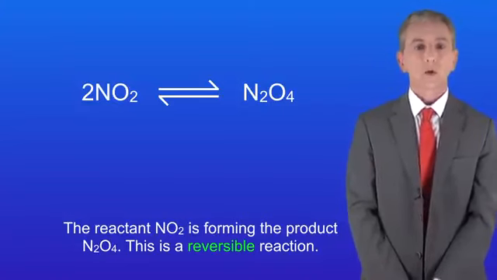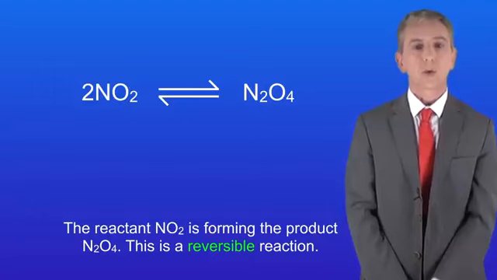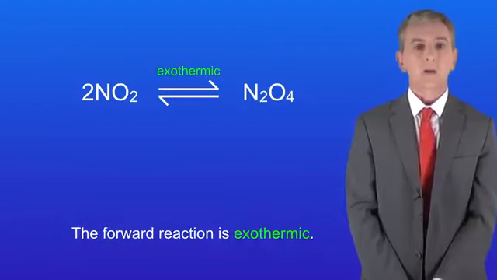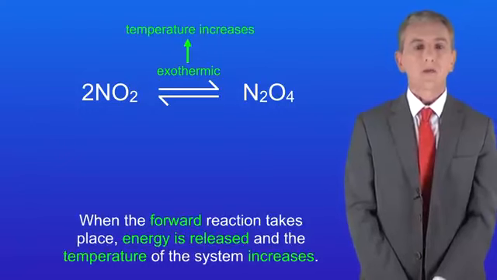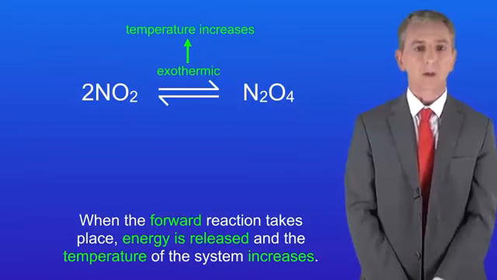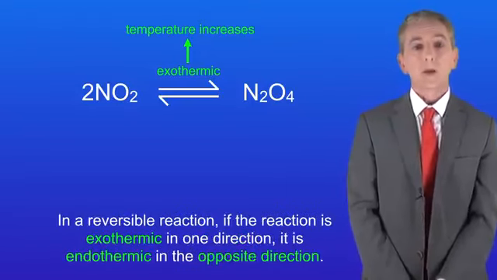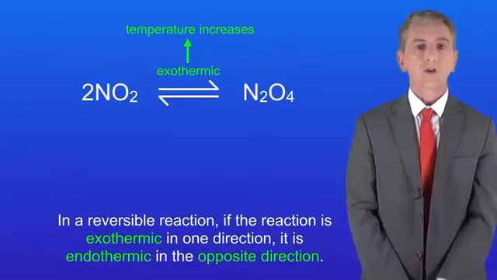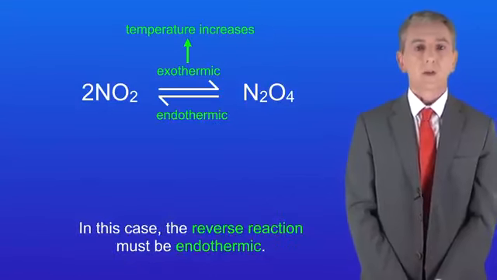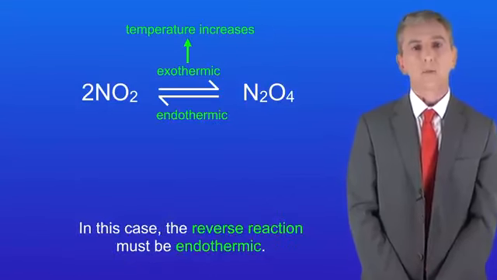The reactant NO2 is forming the product N2O4, and this is a reversible reaction. Now, a key point about this reaction is that the forward reaction is exothermic. What that means is that when the forward reaction takes place, energy is released and the temperature of the system increases. Remember that in a reversible reaction, if the reaction is exothermic in one direction, then it's endothermic in the opposite direction. So in this case, the reverse reaction must be endothermic.